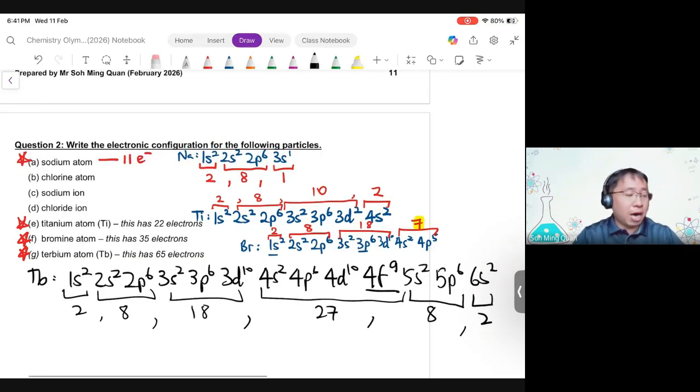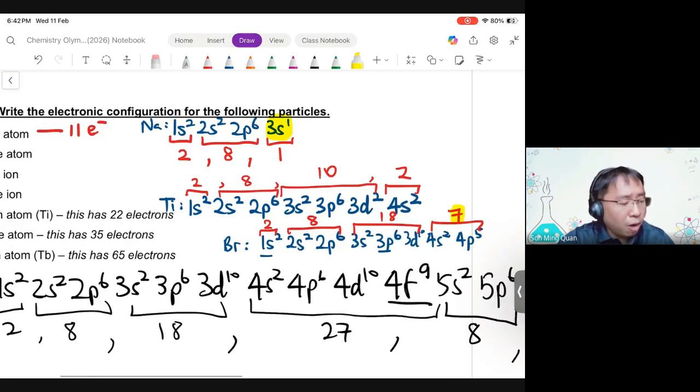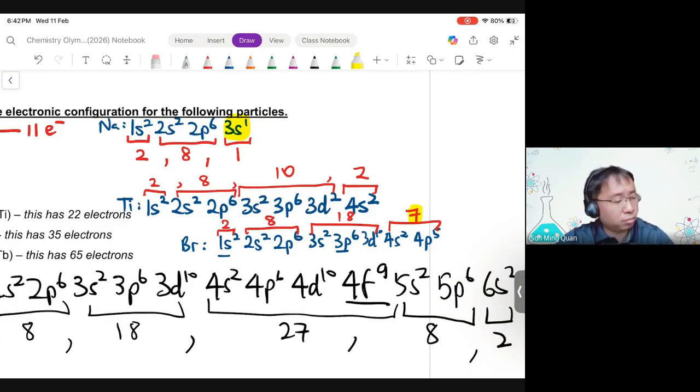Now, beyond that, I want you to take note. What was the last subshell you filled? For sodium, the last subshell you filled was 3s. For titanium, what was the last subshell you wrote? The last subshell you wrote is 3d for titanium. For bromine, what was the last subshell that you wrote? Definitely the 4p, right? And finally, for terbium, what was the last subshell that you filled?